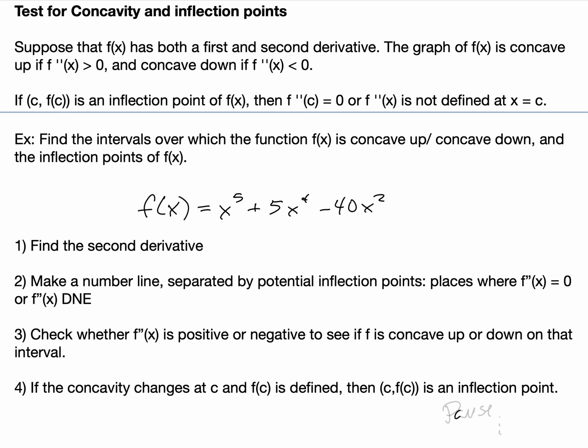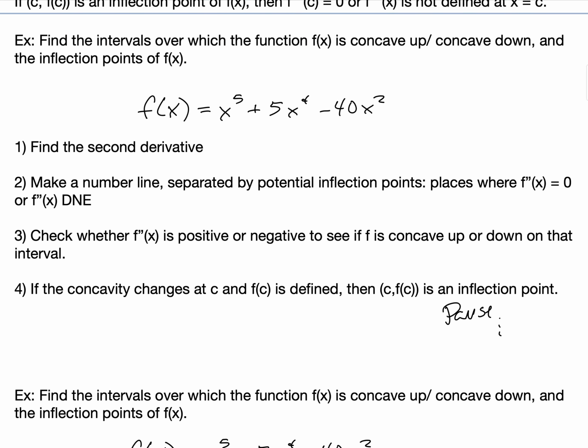We are going to test whether the second derivative is positive or negative over those intervals to see if the function is concave up or concave down over each interval. And if the concavity changes at a point c and f of c is defined, then c, f of c is an inflection point for the function. So this is very similar to our first derivative test for increasing and decreasing functions and locating relative maxes and mins. So I encourage you to pause and try out those steps, and we'll talk about it in a moment.